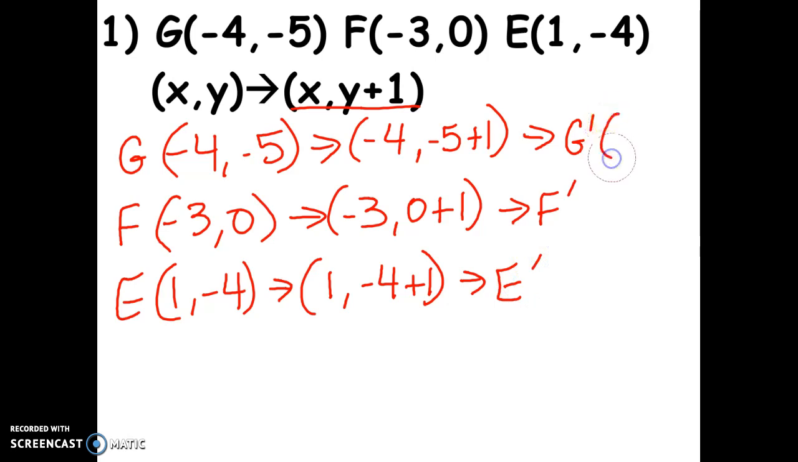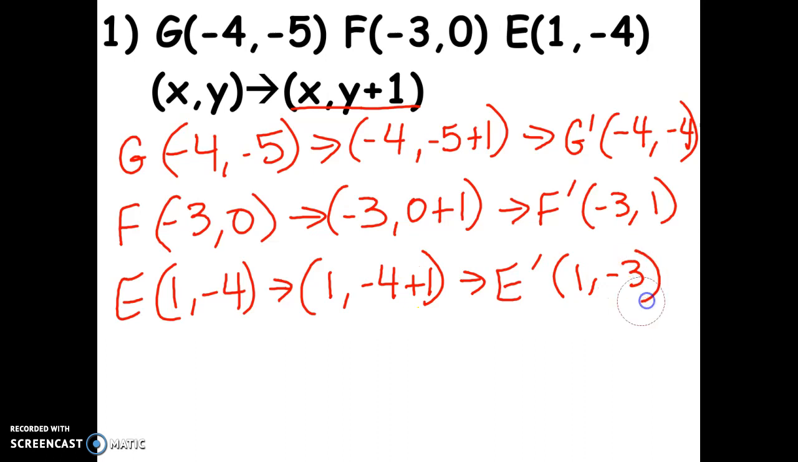So for this ordered pair, it is -4. And then -5 plus 1 is -4. -3. 0 plus 1 is 1. 1. -4 plus 1 is -3. All right, let's try another one.